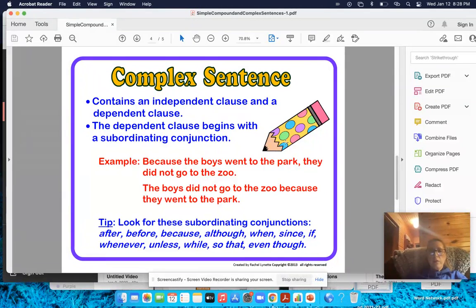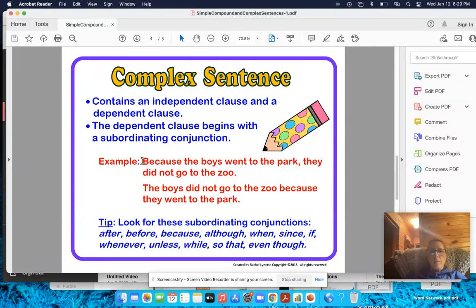And the third type of sentence is a complex sentence. It contains an independent clause and a dependent clause. The dependent clause begins with a subordinating conjunction. There are several subordinating conjunctions here at the bottom: after, before, because, although, when, since, if, whenever, unless, while, so that, and even though. These two sentences are worded in two different ways.